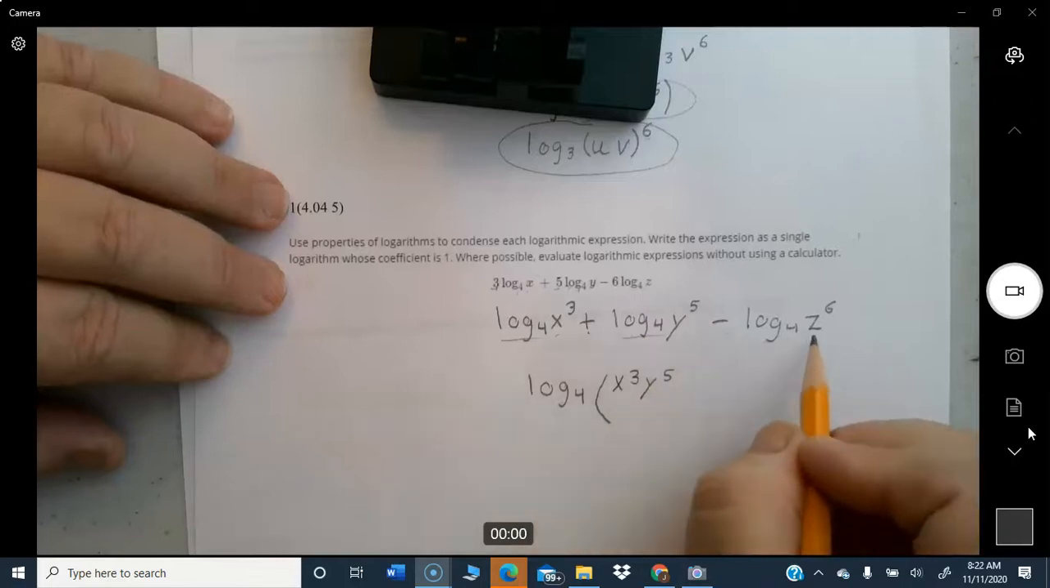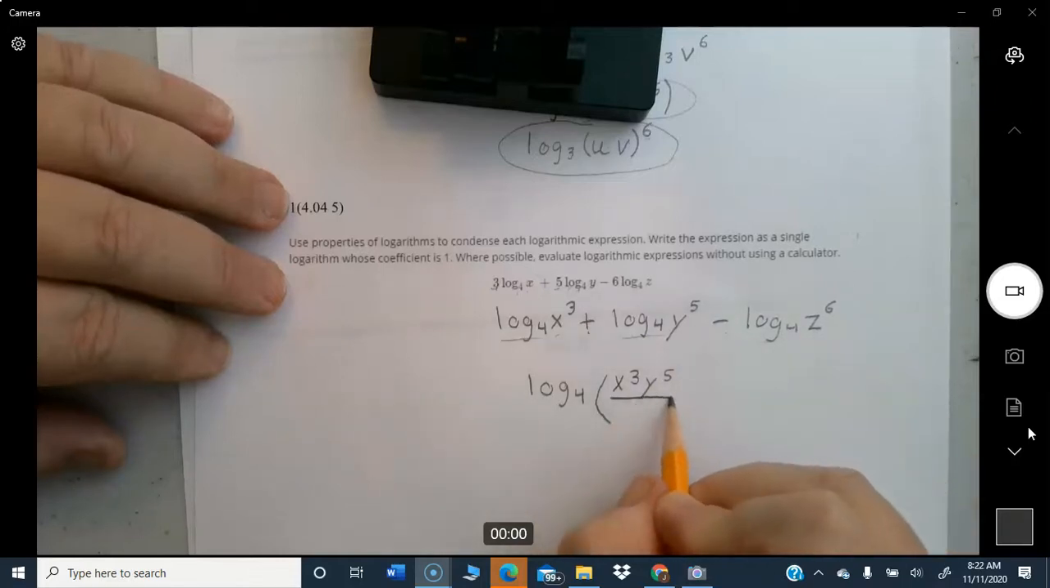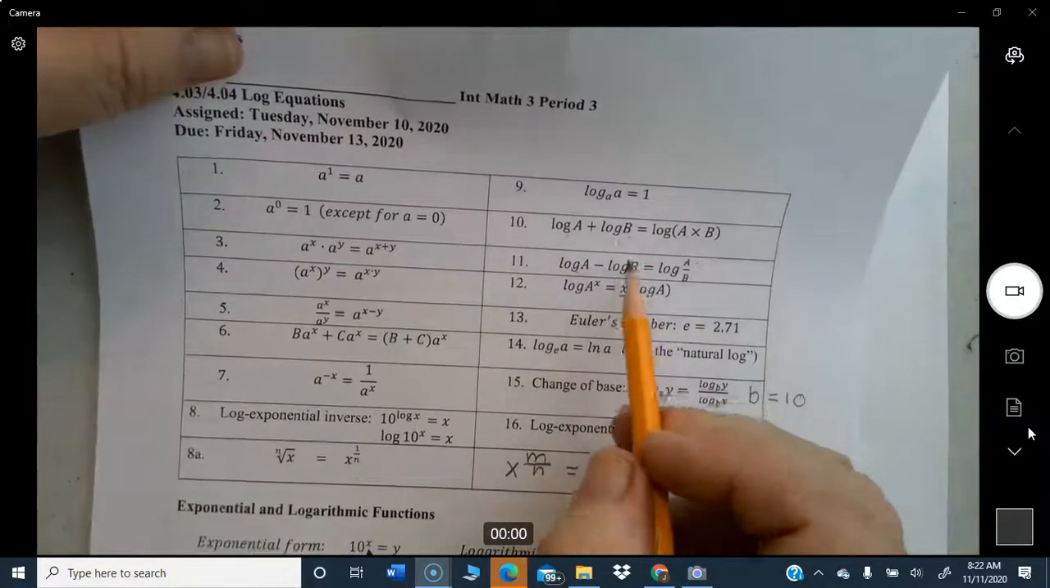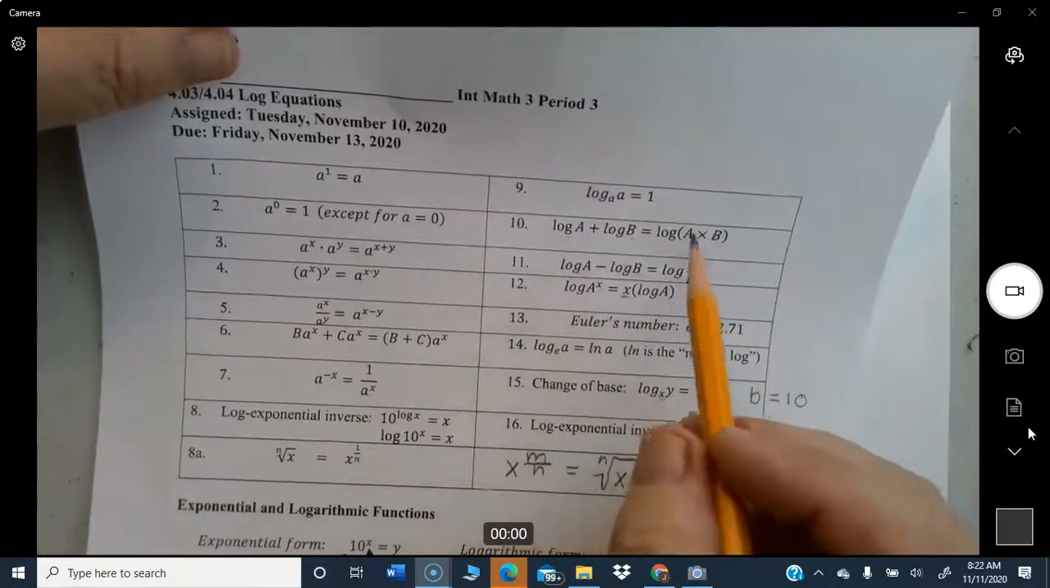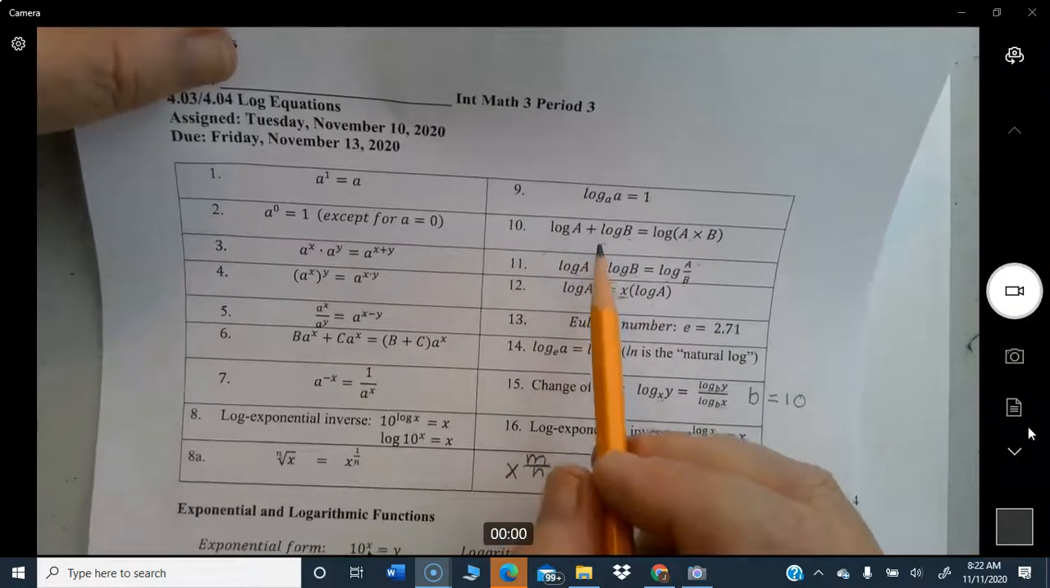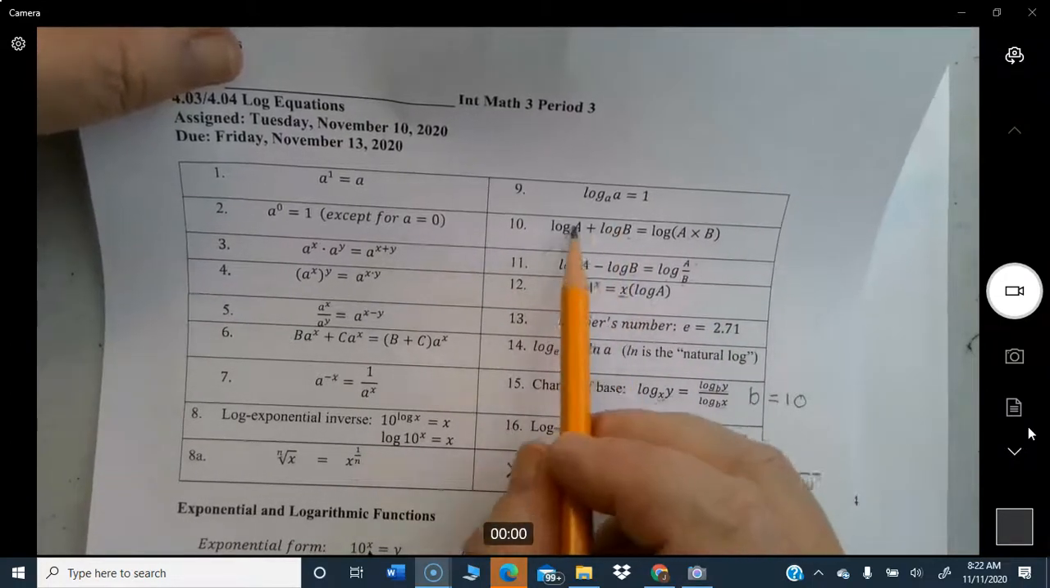And then I have minus z to the sixth, so that means that's going to be a division. Again, it's principles 11, 10, and 11, and you're working from right to left here. Times becomes a plus. Excuse me, you're not doing that. I'm sorry, that's wrong. You're doing plus plus.